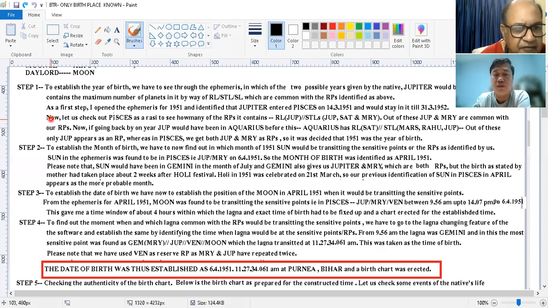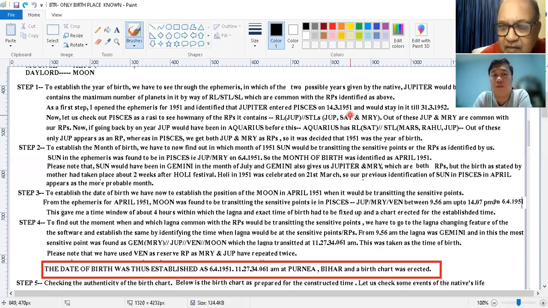As a first step, I opened the ephemeris for 1951 and identified that Jupiter entered Pisces. Now, look here, pay attention. For 1951, Jupiter entered Pisces on 14/3/1951. It is going to stay there for 1 year. It enters Pisces on 14/3/1951.